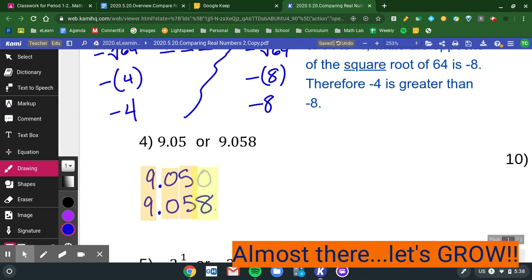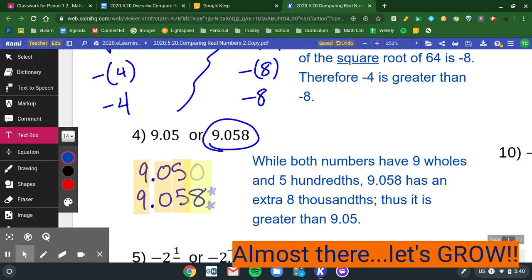If this were money, yes, it's only parts of a dollar, but I'd rather have that than no parts at all. Therefore, we're going to identify 9 and 58,000ths as the larger amount, and our sentence will say such. And so my sentence points out that while both have 9 and 5/100ths, only the one has the extra portion, the extra parts of pennies, the extra 8,000ths, thus it is greater.